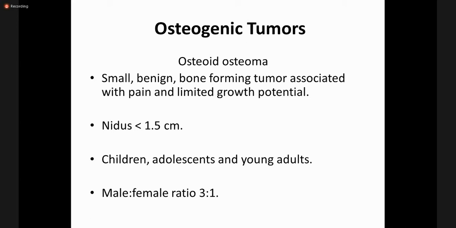So first, we are doing the benign one, which is the osteoid osteoma. Osteoid osteoma is basically a benign tumor of bone. It's a small benign tumor, and the prominent feature for this tumor is the pain. Usually this tumor has a nidus, which is less than 1.5 centimeter, and usually this tumor affects children, young adults and adolescents, and the male to female ratio is 3:1.